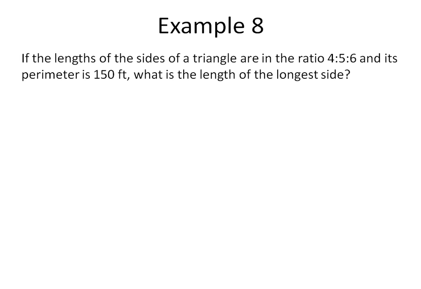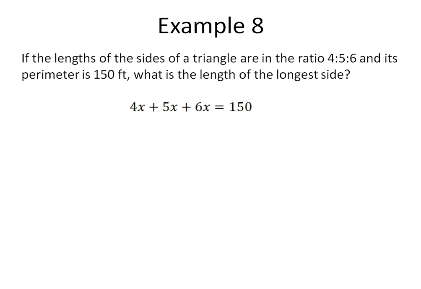Okay, example 8. If the lengths of the sides of a triangle are in the ratio of 4 to 5 to 6 and its perimeter is 150 feet, what is the length of the longest side? Anytime that you have this, you take the extended ratio 4 to 5 to 6, put an x on each one of those numbers, and since we know that those are the sides and we know what the perimeter adds up to, we can simply say 4x plus 5x plus 6x equals 150.